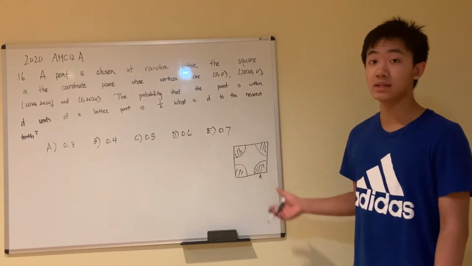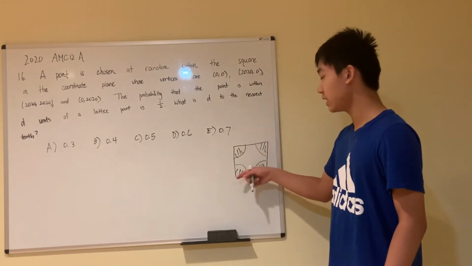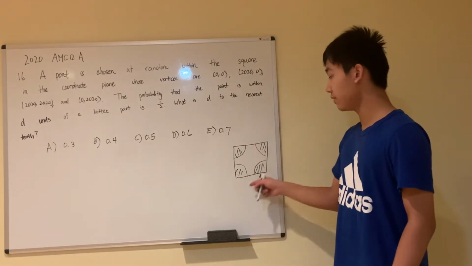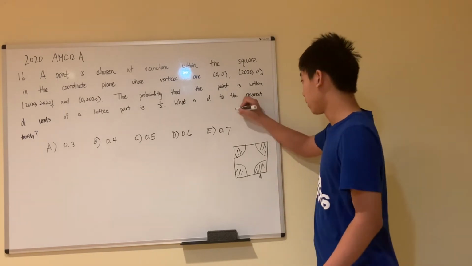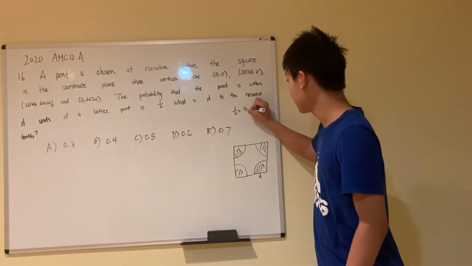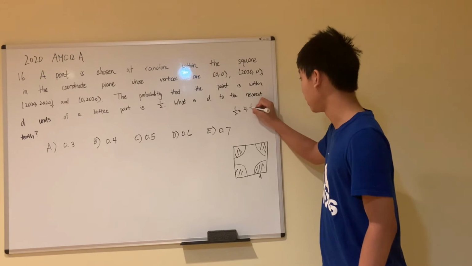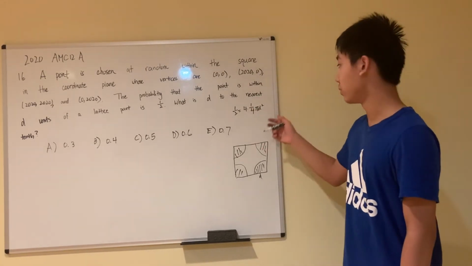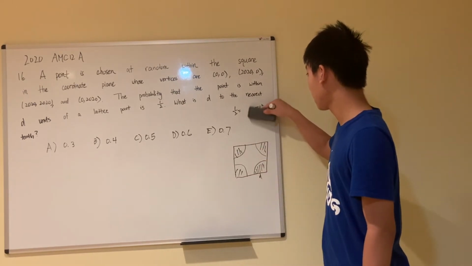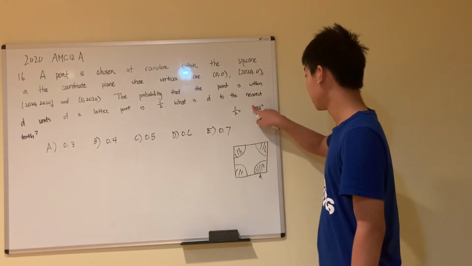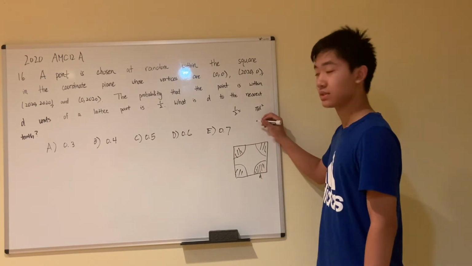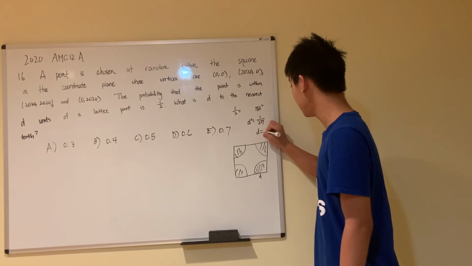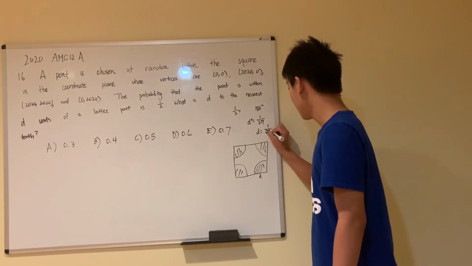The problem says that these 4 shaded areas combined have an area of 1/2, because the area of the entire square is 1. So 1/2 equals 4 times, since these are quarter circles, 1/4 pi d squared. 4 times 1 over 4 is just 1, so we can erase that. If we divide by pi on both sides, d squared equals 1 over 2 pi. If we take the square root, d equals 1 over the square root of 2 pi.